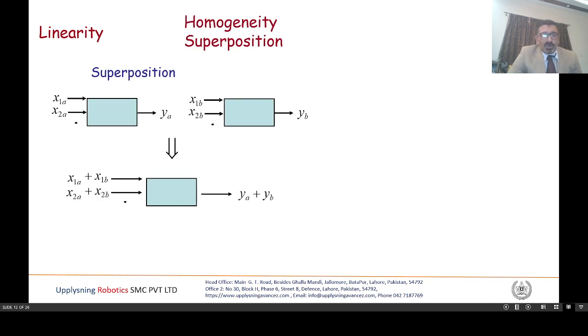So again, we're going to talk about superposition. We have two black boxes. Okay, then let's think like this is a matrix. We can write the same as before, x1a plus x1b and x2a plus x2b. The output will be ya plus yb. This is what we call linearity. The output will be the sum of all the equations, like ya plus yb. This is what we call homogeneous superposition. We do not call it non-homogeneous because this whole thing is linear.